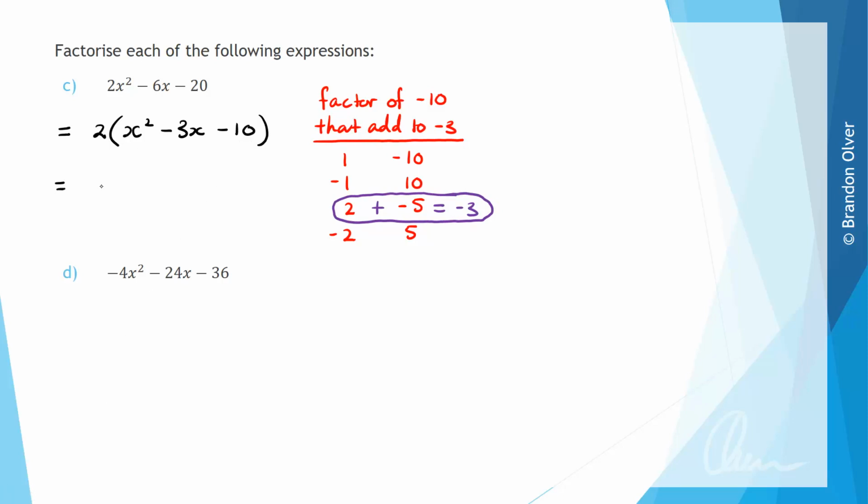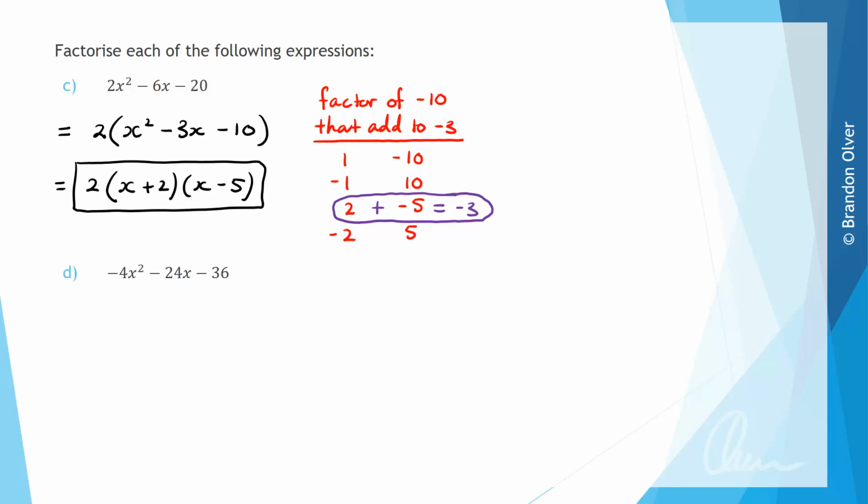So now that we have those two numbers, the factorized form just becomes 2 times (x + 2)(x − 5). And you could check that's the correct answer to part C by expanding. Once again, you might like to have a go at part D before I do it for you.